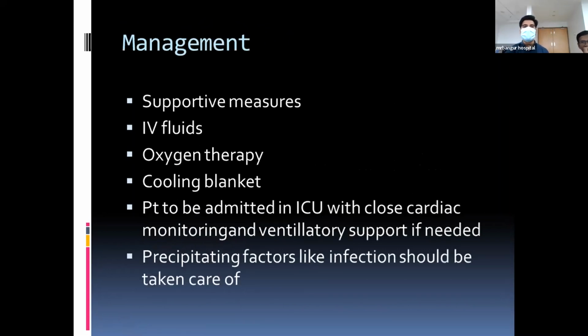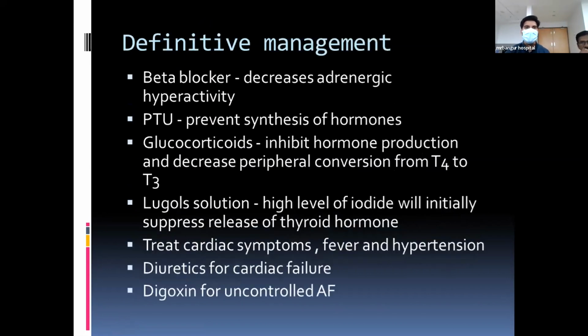Now, coming to the management part, initially we will give supportive treatment like IV fluid, oxygen therapy, and for fever, acetaminophen and cooling blanket are used. The patient should be admitted in ICU with close cardiac monitoring and ventilatory support if needed. Precipitating factors like infection should be taken care of. And coming to the definitive management, to decrease adrenergic hyperactivity, beta blockers, and to prevent synthesis of hormone, propylthiouracil is used. Glucocorticoids inhibit hormone production and decrease peripheral conversion from T4 to T3.